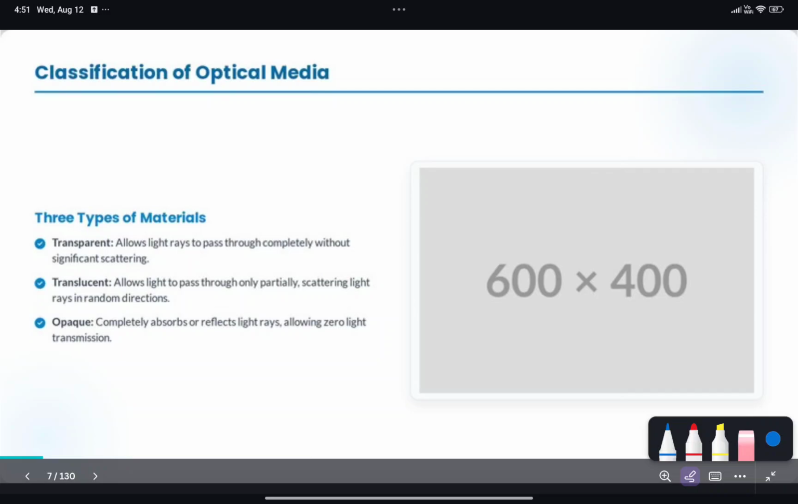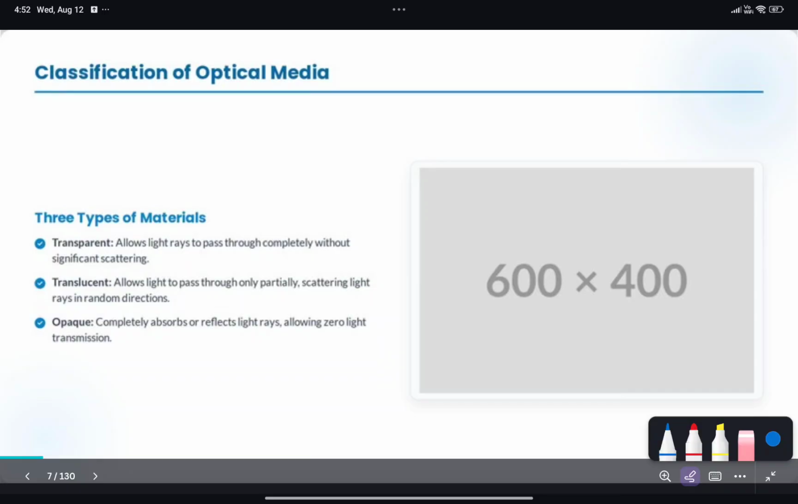What is meant by transparent? An object which allows light rays to pass through it. Yes, exactly, that is the right answer. Allowing light rays to pass through completely without significant scattering. There is no scattering, completely. Transparent means 100% of the light is allowed through it. Simply we call it transparent. It allows light rays to pass through completely without significant scattering.